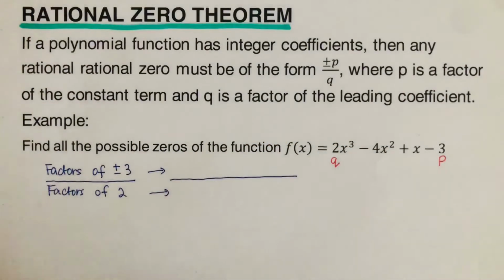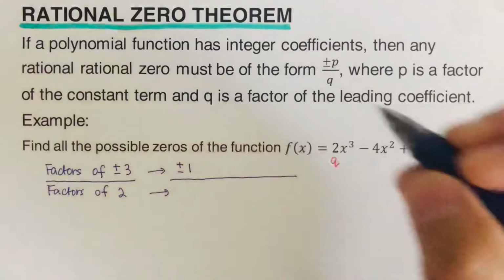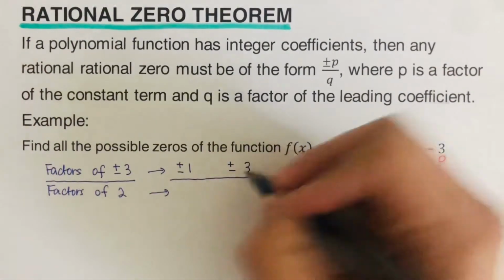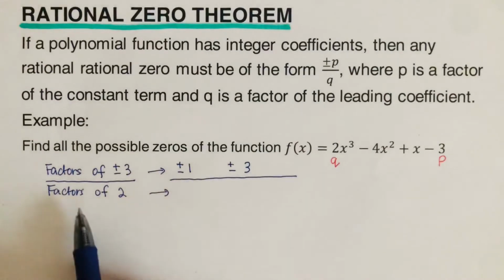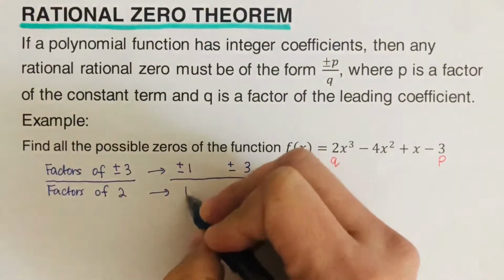So I need to figure out what the factors of 3 are. The factors of 3 would be positive and negative 1. We also have positive and negative 3. Those are the two factors. Now let's determine the factors of 2. That would be 1 and 2.